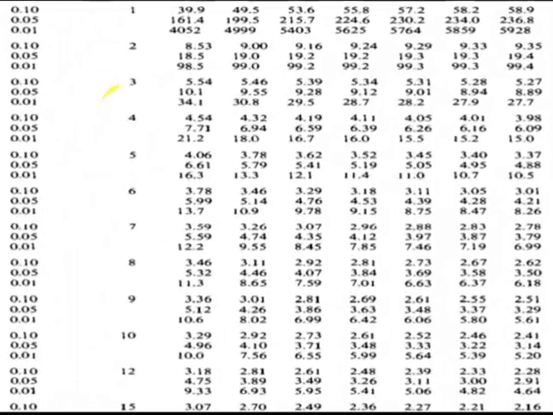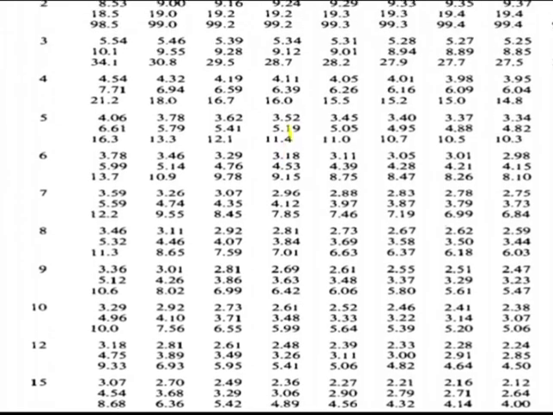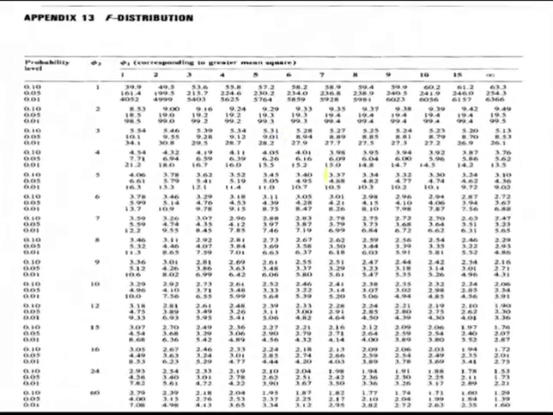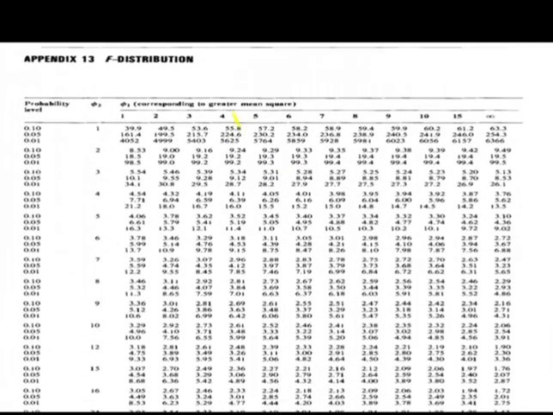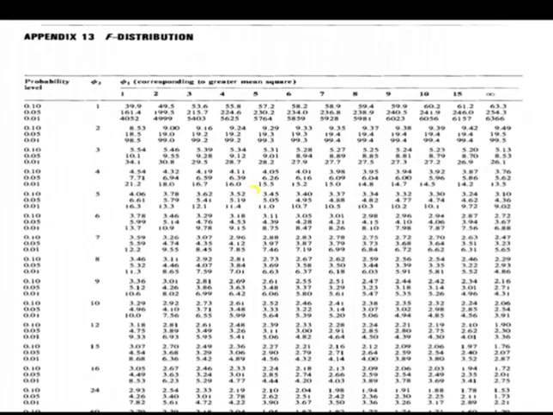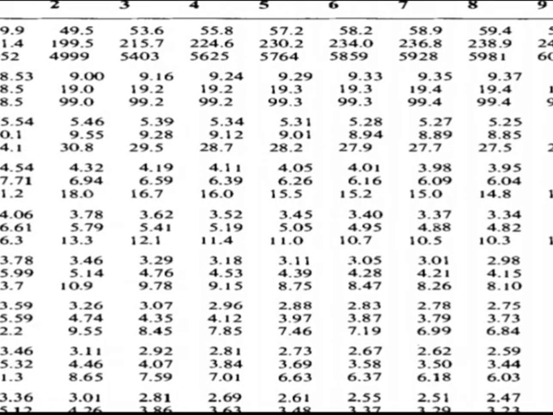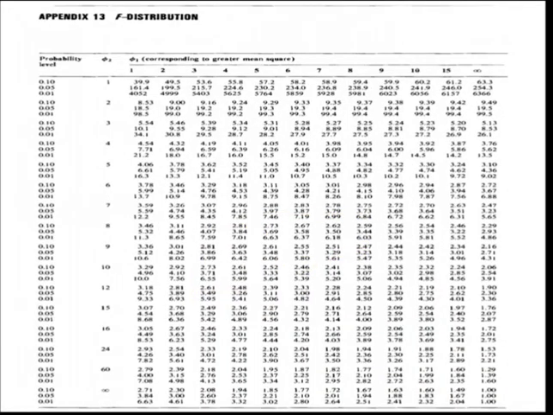See here, it is 0.05. 0.05 means 5% value. Come to the right side of this table and above here is a 4. 4 and 5 cross at this point, 5.19. Here is the value 5.19. So the value of F is written as 5.19.